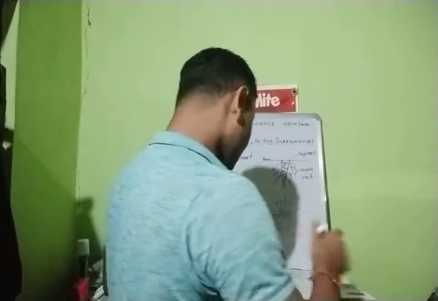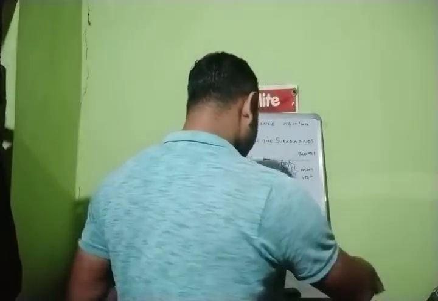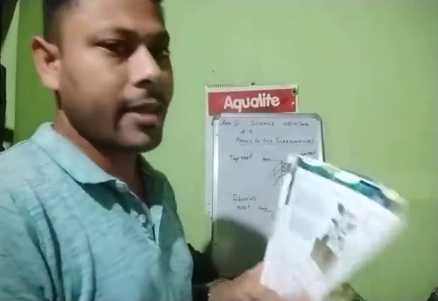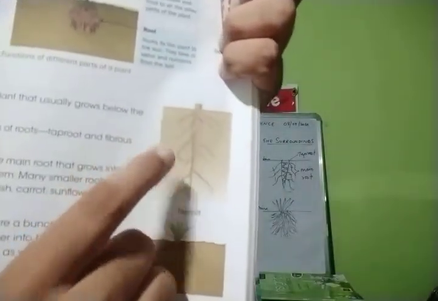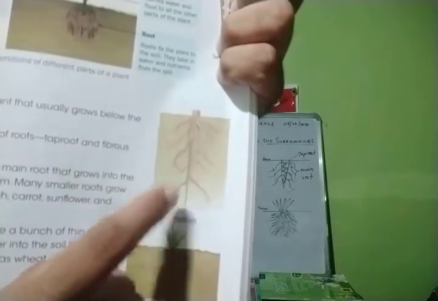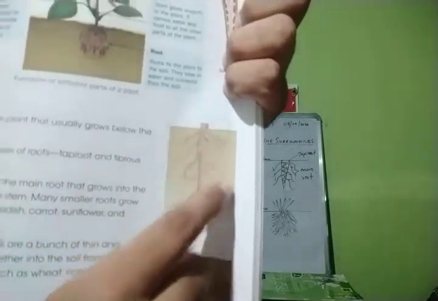Now I will show you the picture in the book. You just go through it and then you can understand it more clearly. Now see here, this is your taproot. See, one main root is there. From there small roots are coming out, right?